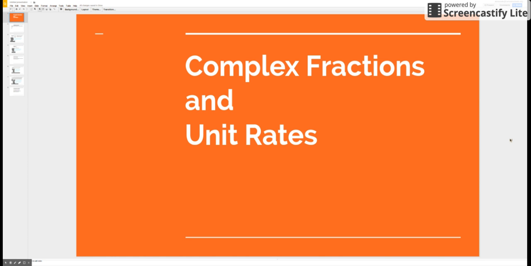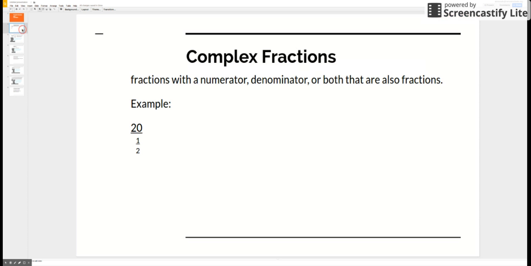Hi there. In this video, you're going to learn how to simplify complex fractions and find unit rates. First thing you need to know is what a complex fraction is. So complex fractions are fractions with a numerator, denominator, or both that are also fractions. So I like to call them ugly fractions.